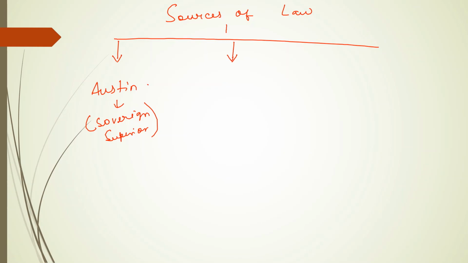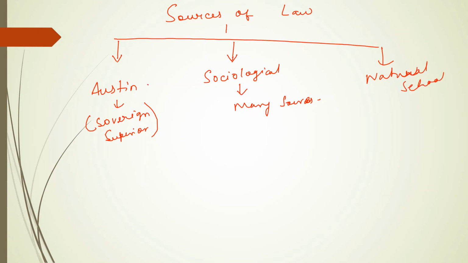Secondly, sociological, where many sources we have already read. Sociological is from the perspective of society. There are many sources. We will discuss it later, keep it here like this. And the last one is the natural school. We have read about the natural school of law, as per Montesquieu and others, that is divine. That means as per the natural school, law is the same and never changes. It is divine in nature.